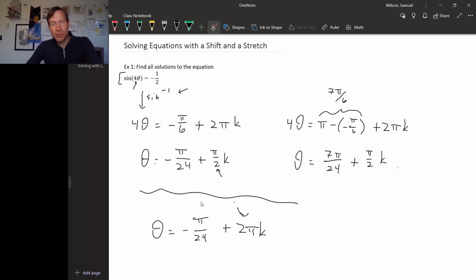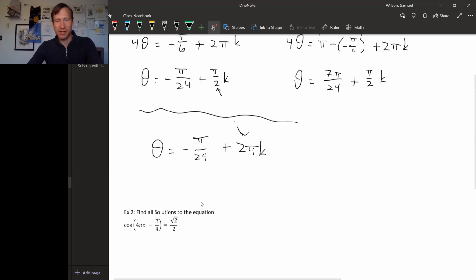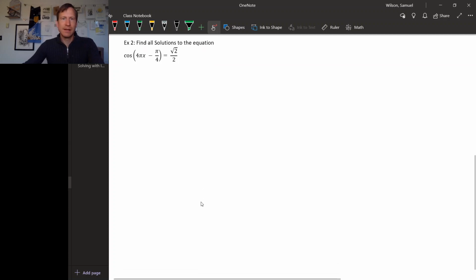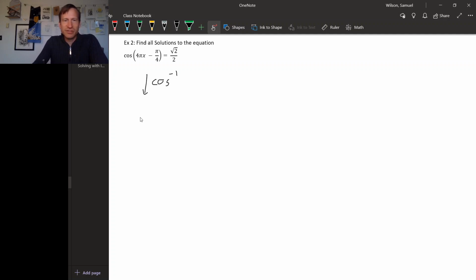Okay, so that's how it works out if you have just a stretch on the inside of your trig function, or a multiple of the variable. Let's see what happens if you have a shift as well. So something like this. Cosine of 4 pi times x minus pi over 4 equals root 2 over 2. So just like with the last example, we can find an initial value just by using an inverse trig function. So we'll use inverse cosine, and that gives us 4 pi times x minus pi over 4 equals, and then inverse cosine of root 2 over 2, that's pi over 4.